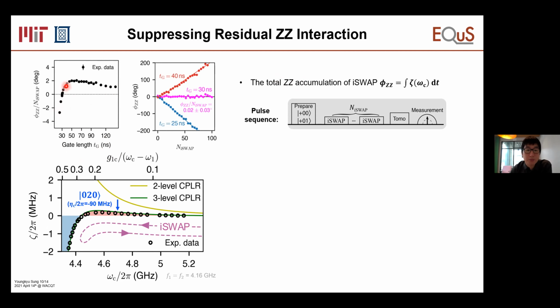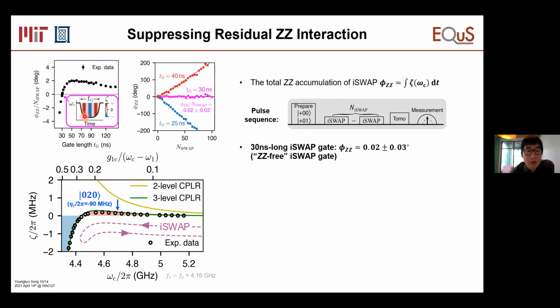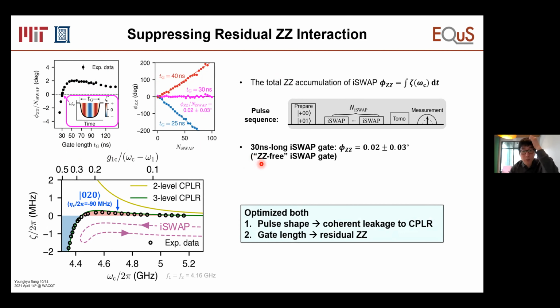To measure this number precisely, we measure the CZ accumulation of multiple iSwap gates and fit the data with a linear curve to extract the CZ per iSwap, which is here. And at the 30 nanosecond gate length, we find that the ZZ is almost canceled out, which we call the ZZ-free iSwap gate. So just to make it clear, here we optimize both pulse shape and gate length. Pulse shape is for suppressing coherent leakage to the coupler, and gate length is for canceling out the residual ZZ interaction during the iSwap gate.